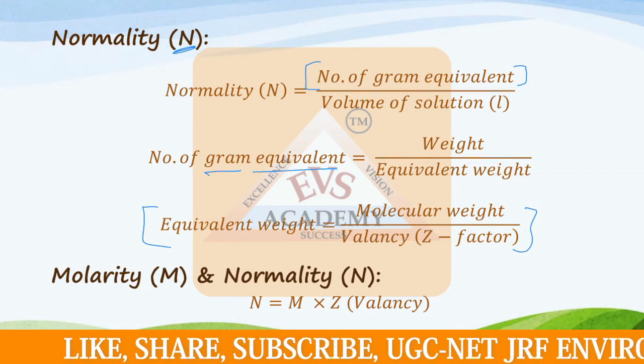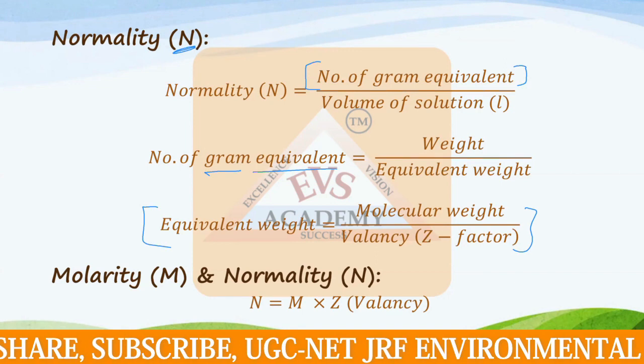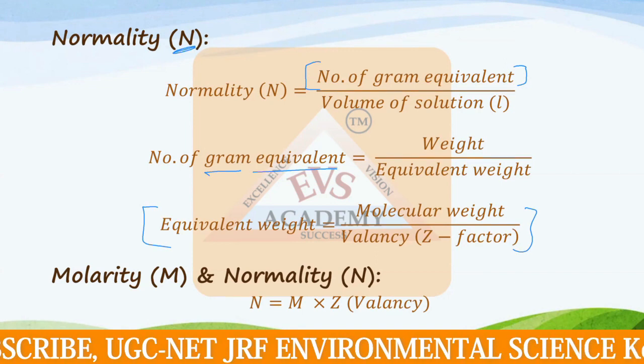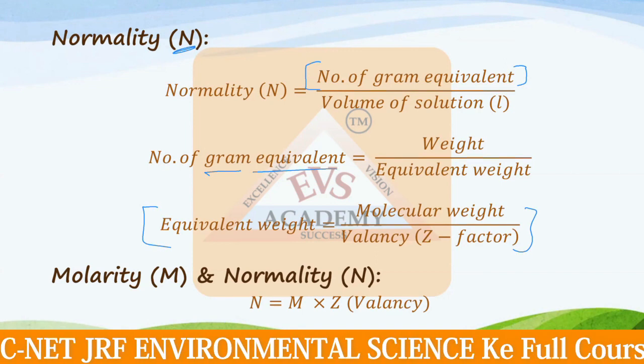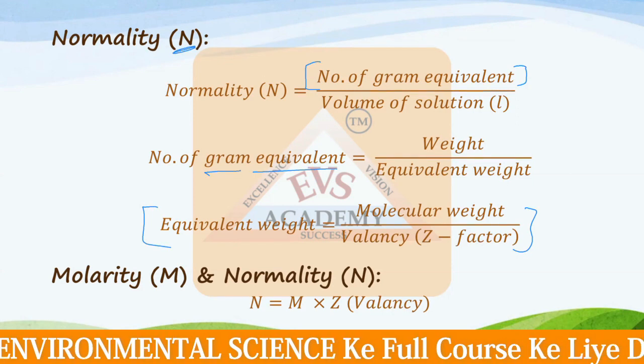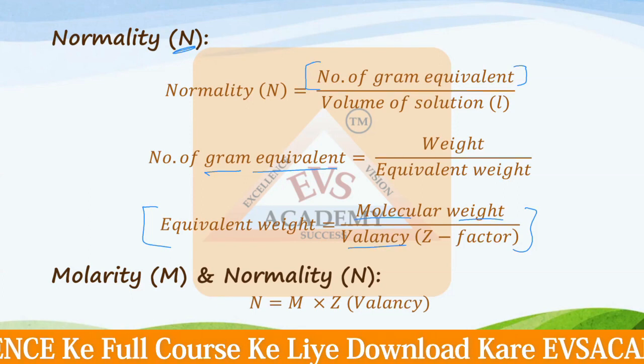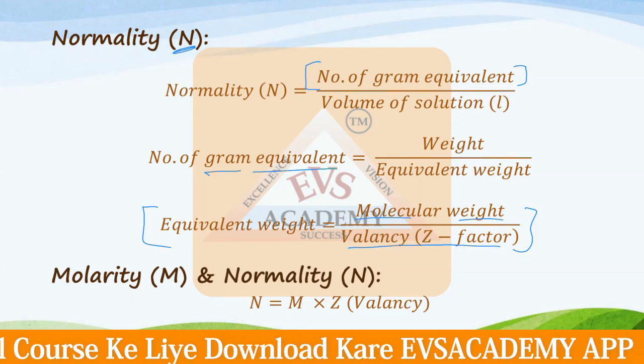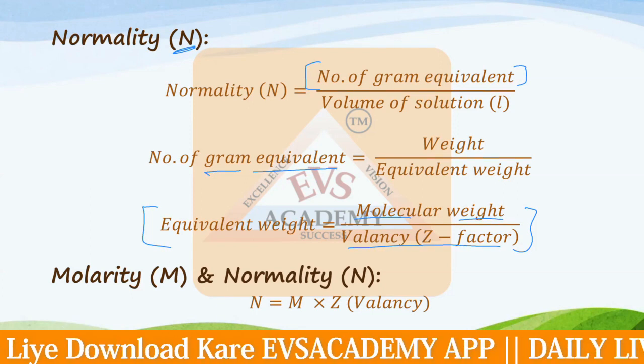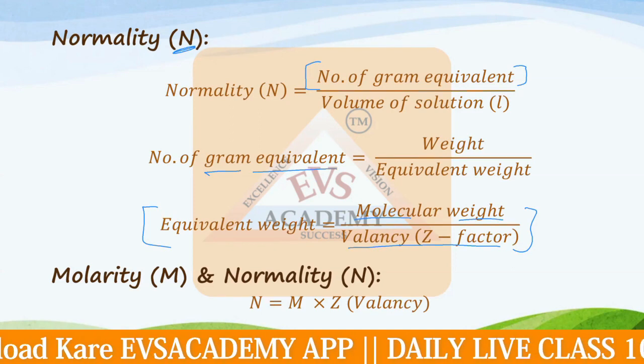Equivalent weight is somewhat different from molecular weight. How is it different? The equivalent weight is generally calculated with the help of molecular weight. So how to calculate equivalent weight? That is molecular weight divided by the valency factor, or this valency factor is also known as Z factor. What is the valency factor? What is the Z factor?